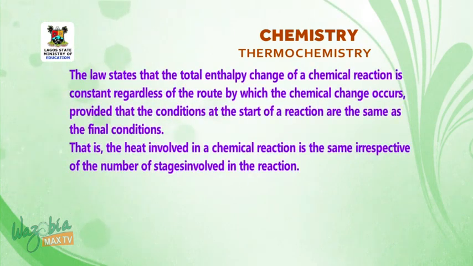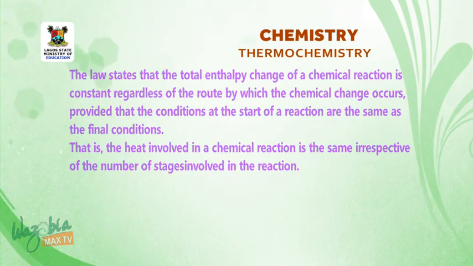The law states that the total enthalpy change of a chemical reaction is constant regardless of the routes by which the chemical change occurs, provided that the conditions at the start of the reaction are the same as the final conditions. That is, the heat involved in a chemical reaction is the same irrespective of the number of stages involved in the reaction.